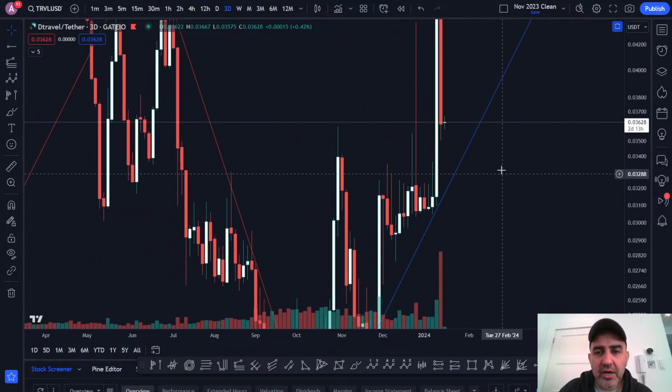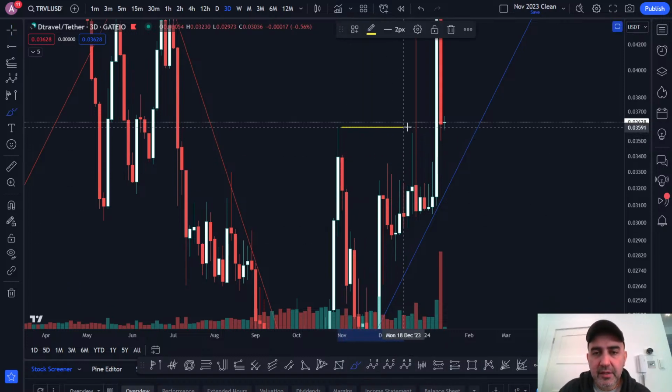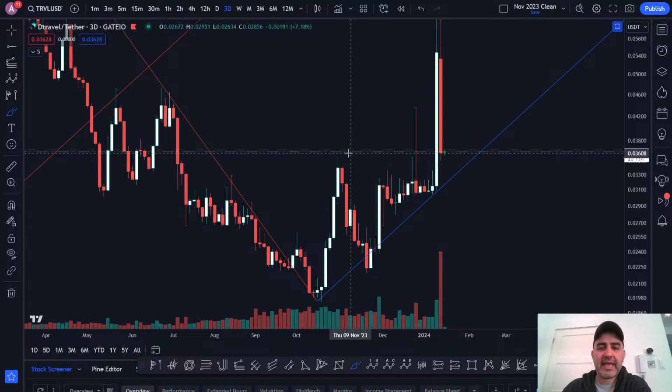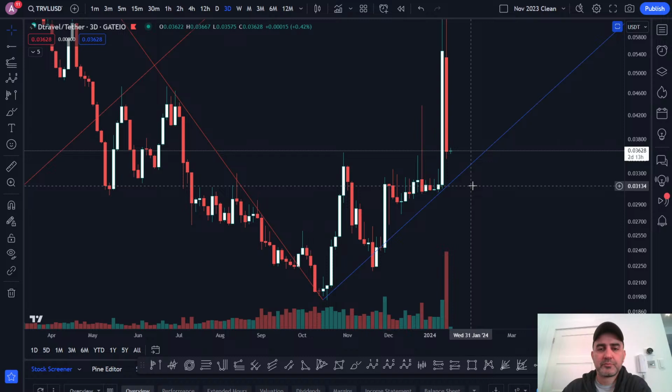Look at the 3-day chart. You see how the 3-day candle closed above this previous level here? See that? So that's not bad. That's giving us an indication of something. And so that's why I think this wick is probably rubbish. This wick is probably pointless.